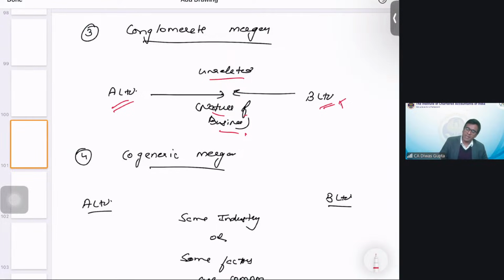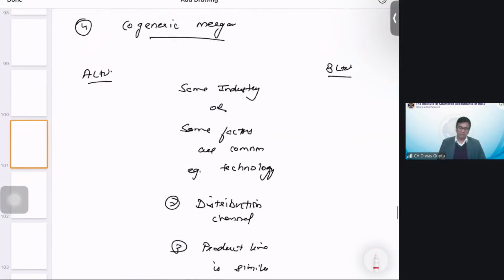For example, FMCG and real estate. Let's say this is FMCG and this is real estate. If both of them merge, that is called a conglomerate merger because their nature of business is unrelated. Yes, different industries merged together is called a conglomerate.